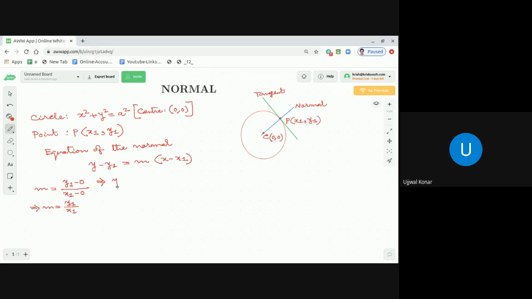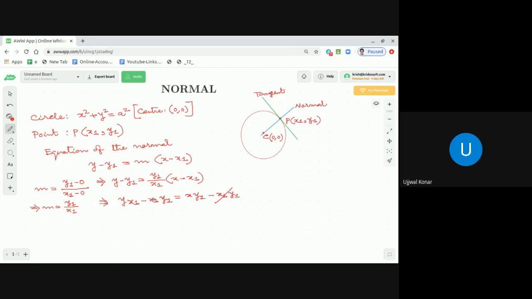So what we get is y minus y1 is equal to y1 divided by x1 into x minus x1. Correct, my dear students? I hope all of you got it so far. Then we can simplify it a little bit and see what we get. This implies y into x1 minus x1 into y1 is equal to x into y1 minus x1 into y1.